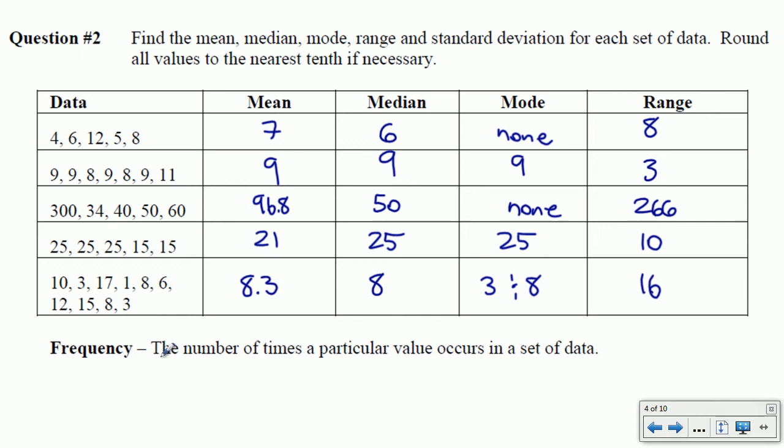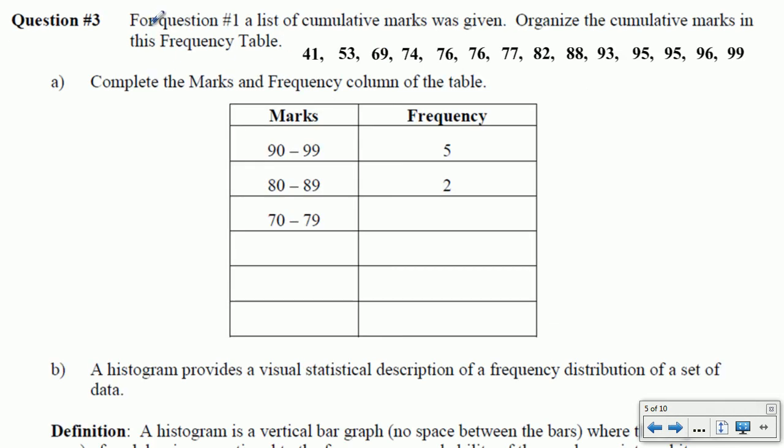Next up, we're going to look at frequency, which is the number of times a particular value occurs in a set of data. So in question number 3, we're going to recycle the list of numbers that we've used in question 1, and we're going to arrange it into a frequency table. So it's already been started here. We have 5 numbers that are between 90 and 99. 1, 2, 3, 4, 5.